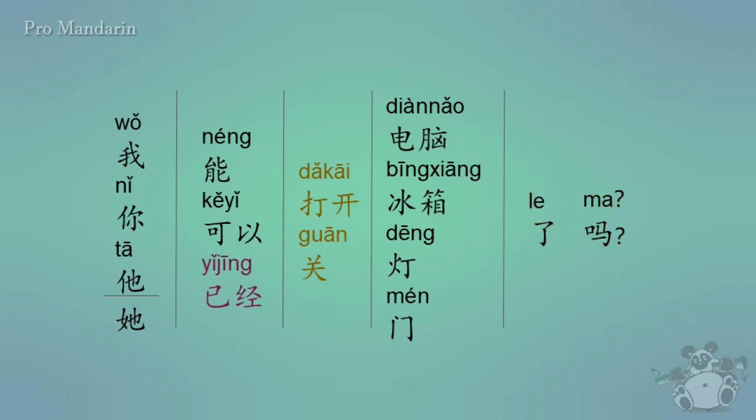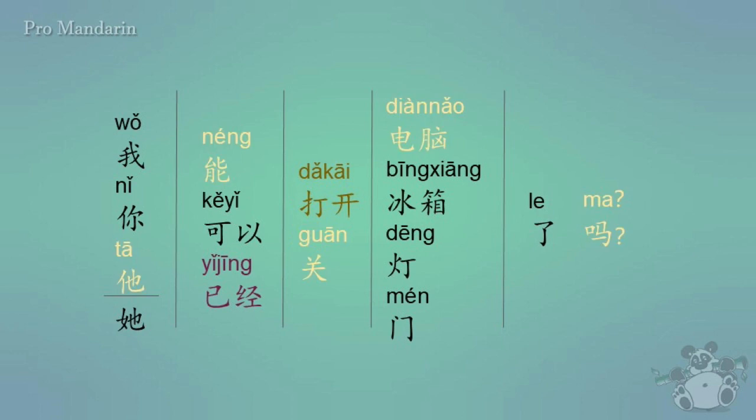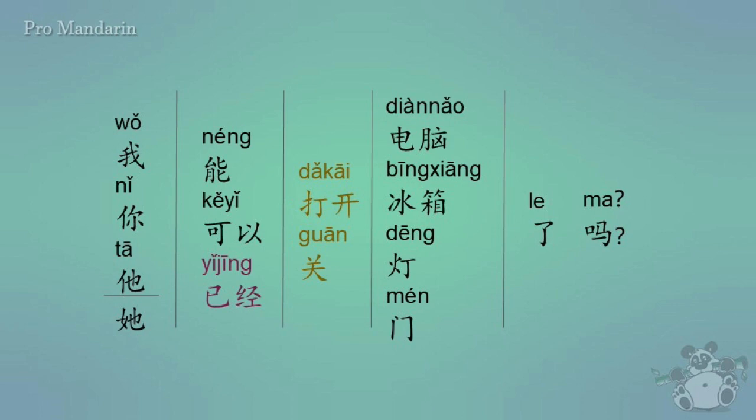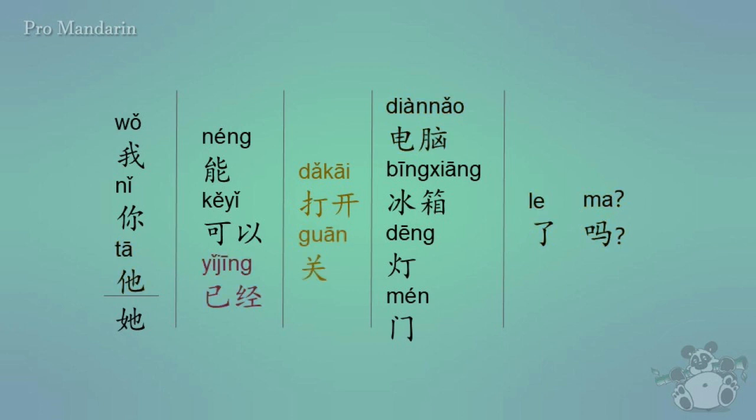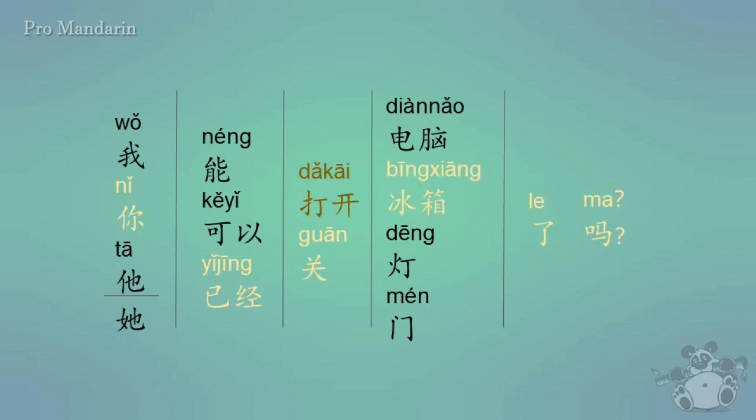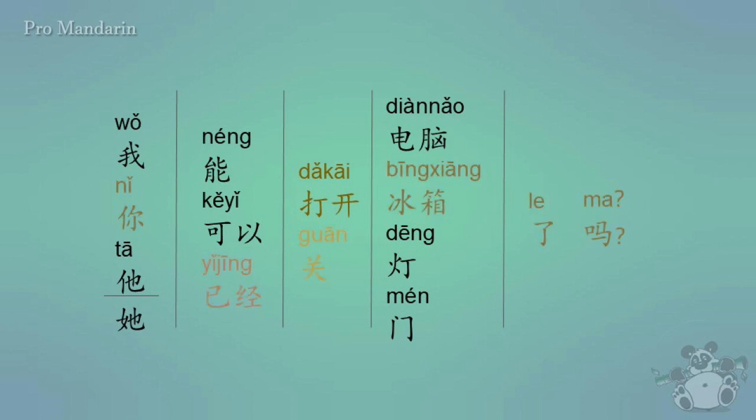So if we were to ask a question, is he able to turn off the computer? We would say 他能关电脑吗? If you were to say, did he already turn off the computer? Now the way you would ask that is 他已经关电脑了吗? So with that, how would you ask, did you already shut the fridge? 你已经关冰箱了吗?